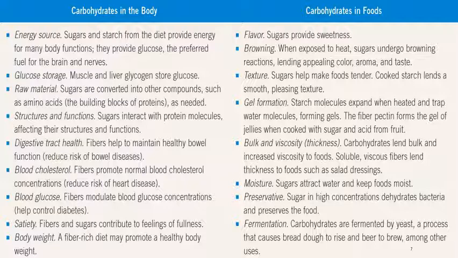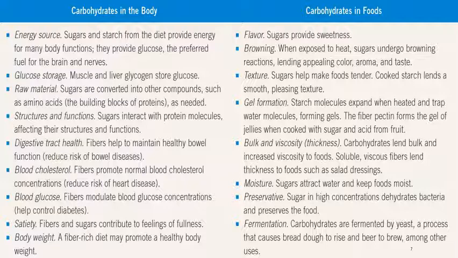which we will go over in the protein chapter. Structures and functions. Sugar interacts with protein molecules, affecting their structures and functions. Digestive tract health. Fibers help to maintain healthy bowel function, so it reduces risk of bowel diseases. Blood cholesterol. Fibers promote normal blood cholesterol concentration, which reduces risk of heart disease. We're going to talk more about that in the fat chapter. Blood glucose. Fibers modulate blood glucose concentration, which helps control diabetes.